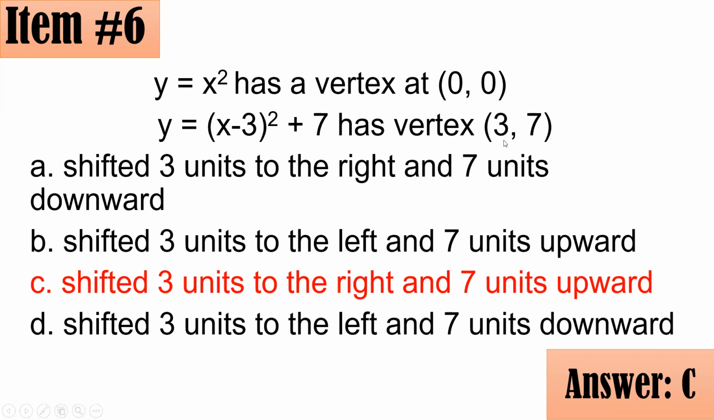Yung first number, kung positive to, right. Kung negative to, left. Yung second number naman, yung K, kung positive, going upward. Kung negative naman, going downward. So therefore, this is the same as the graph of y equals x squared, but was shifted 3 units to the right and 7 units upward. Letter C. Good job. So far, so good.